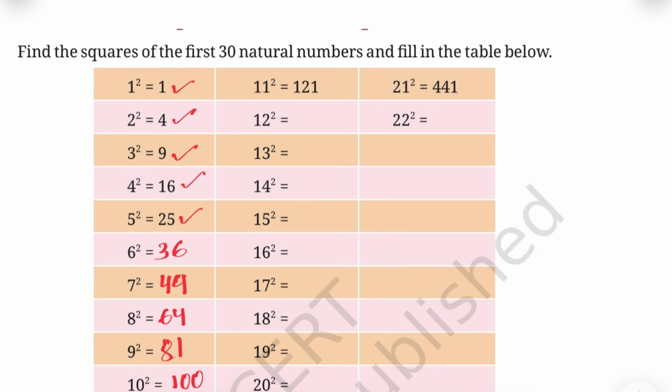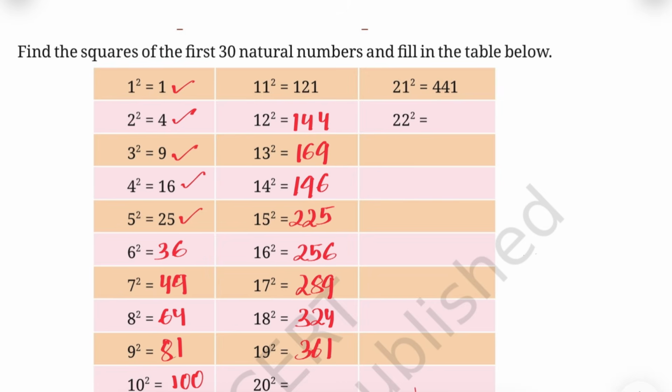Square of 11 is 11 into 11, 121. Square of 12 equals 144. 13 square is 169. 14 square is 196. 15 square is 225. 16 square equals 256. 17 square is 289. 18 square is 324. 19 square is 361. 20 square equals 400. 21 square equals 441. 22 square equals 484.